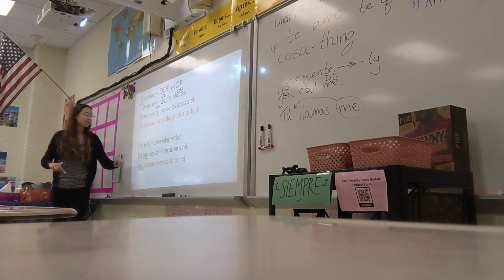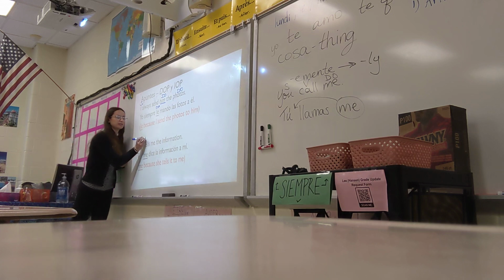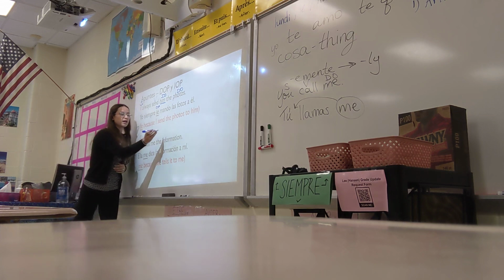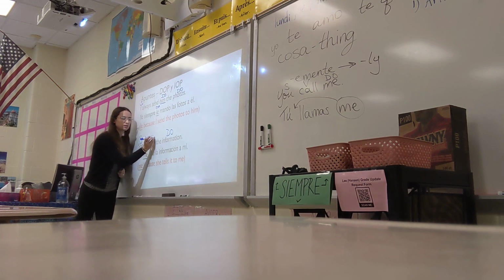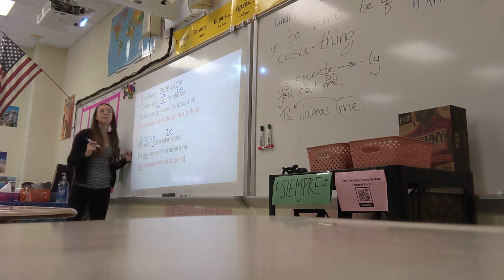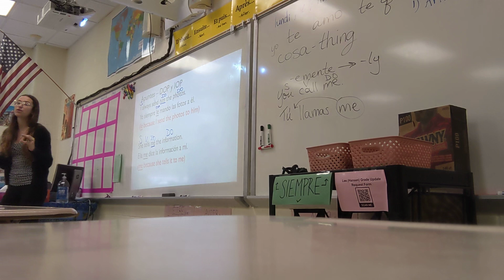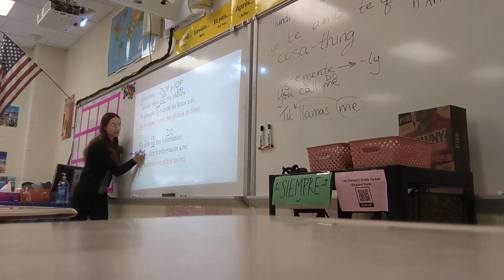Here's another example. She tells me the information. Verb is tells, subject is she. What is my direct object? The information. And who receives the direct object? Me. So that's my indirect object. Because there is an indirect object in this sentence, I must have an indirect object pronoun. What is your indirect object pronoun for me or I? Me. So here we have our indirect object pronoun.